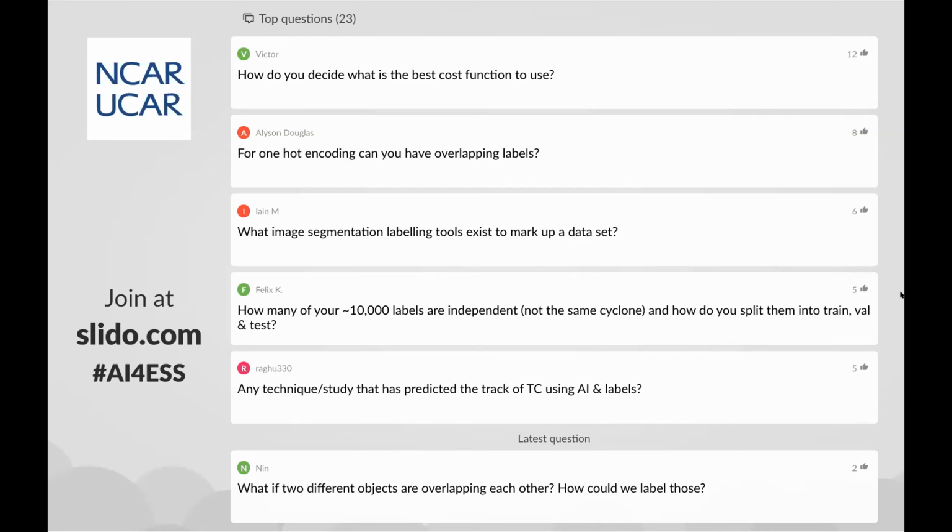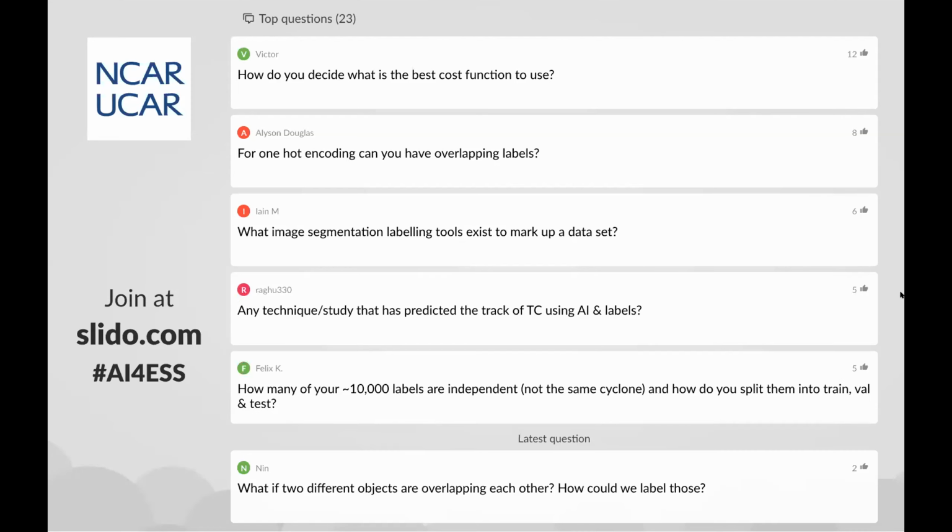So there's a question here about how many of my 10,000 labels are independent, not the same cyclone, and how do you split them up into train, validation, and test? I'm going to answer the last part first here. For our particular case, I had 2008 through 2016. Our train data set was 2009 through 2014, and then we took the years before and after that period as our validation and test. So the validation was in 2008 and 2015, and the test was 2009 and 2016. And so we split those individual years.